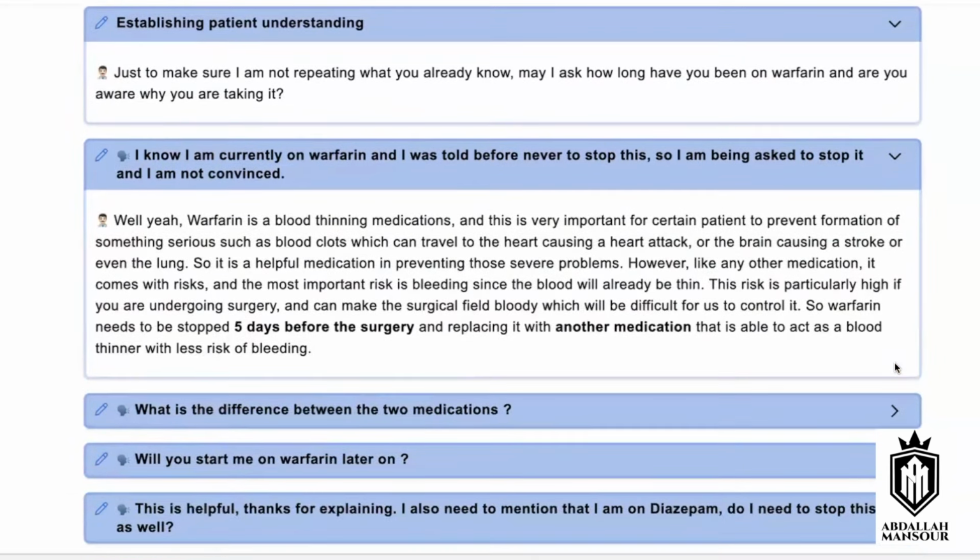Yes, the actual difference is that the alternative will be able to be controlled. I mean, the bleeding is controlled with the alternatives. And after surgery, you can go back to your usual medications once you are able to take oral intake.